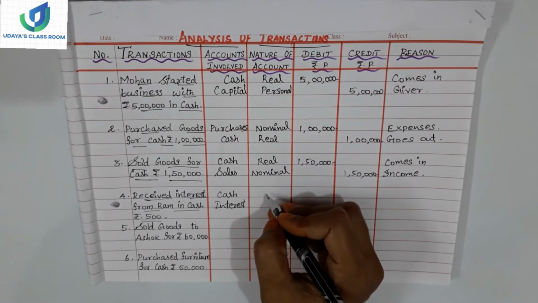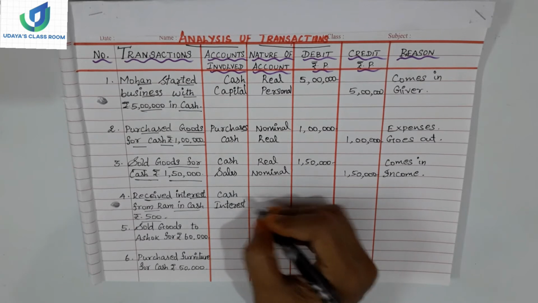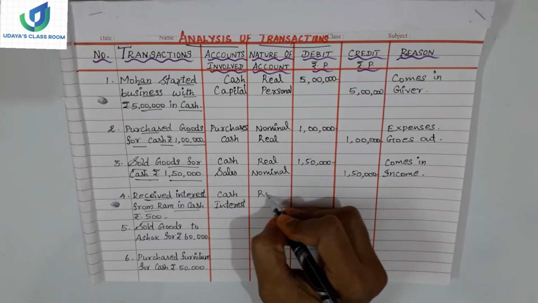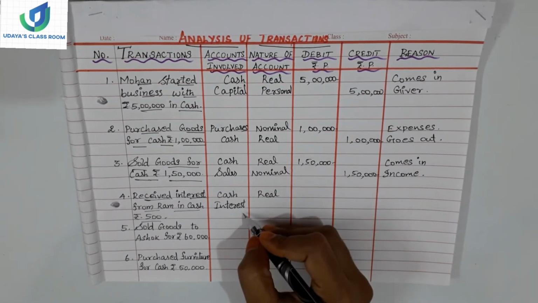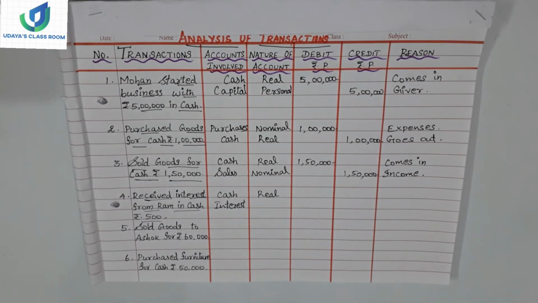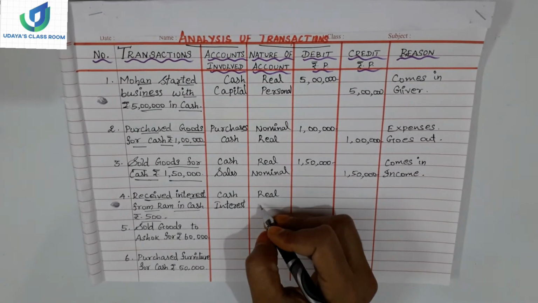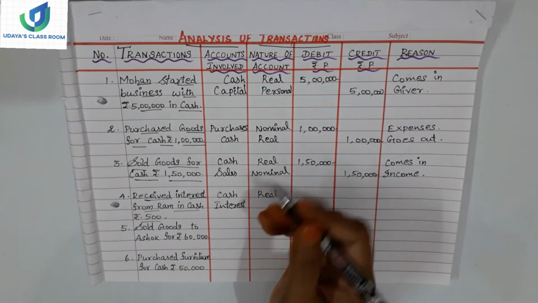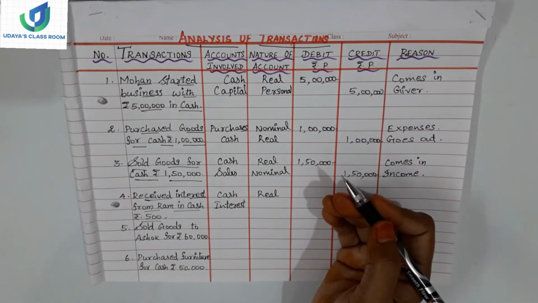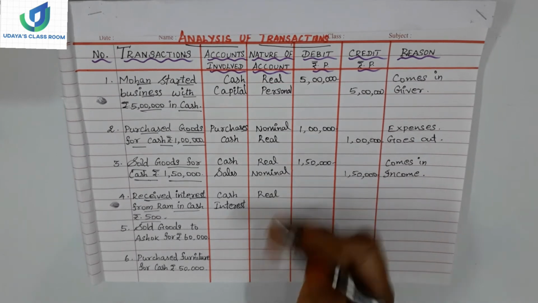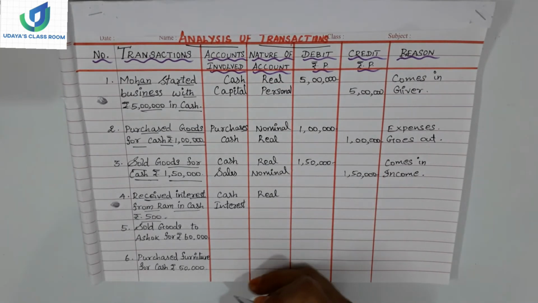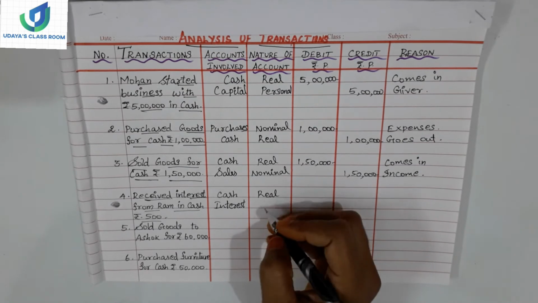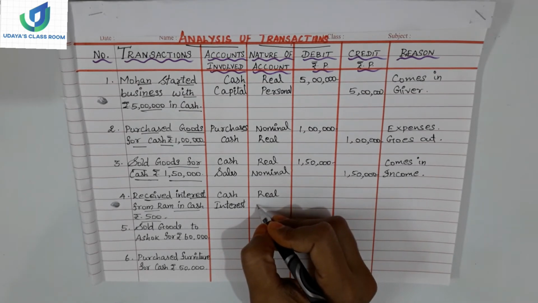So first analyze the nature of account here. Cash, asset, right? Real account. And interest. Interest means nominal account, right? Debit all, it is interest received. We did not pay interest. So if we pay interest, it is our expense. So here we are receiving interest. So it's our revenue. So we have to write it as a nominal account.